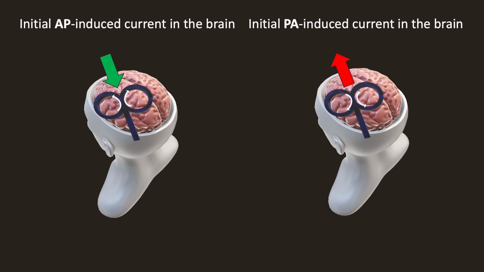When labels are correctly indicated on the coil, an initial anterior to posterior induced current in the brain corresponds to an initial posterior to anterior induced current in the coil, as shown on the left side. The opposite situation is illustrated on the right side.